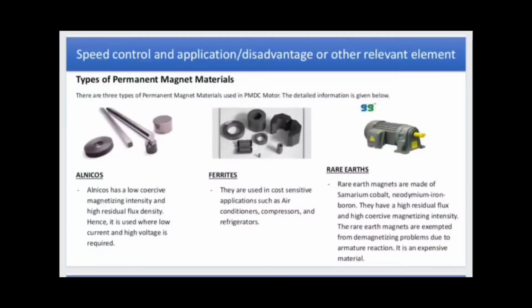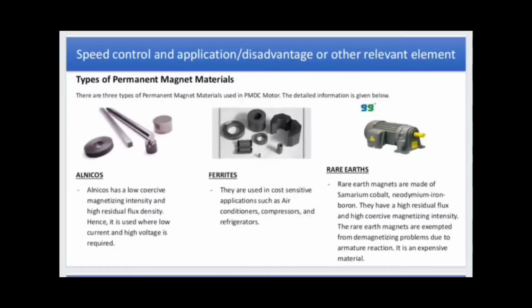Types of permanent magnet materials. There are three types of permanent magnet material used in PMDC motors. The detailed information is given below. Alnico. Alnico has a low coercive magnetizing intensity and high residual flux density. Hence, it is used where low current and high voltage is required.